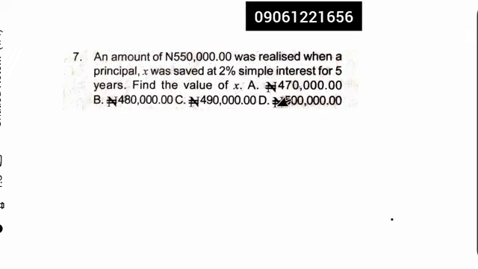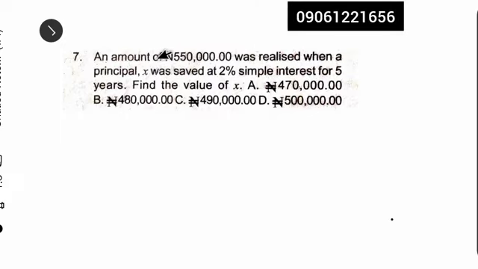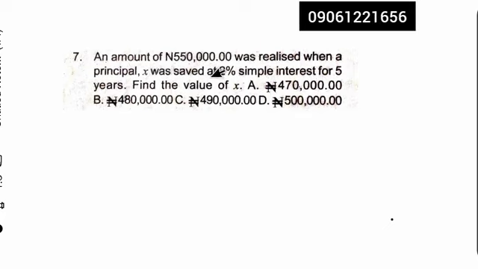And we have our options there. Now, how do you solve this question? This question is from arithmetic, or what we call commercial arithmetic. We'll be dealing with simple interest and compound interest. On this question, we're given that the amount is 550,000, the principal is S, the rate is given as 2%, and the period is 5 years.